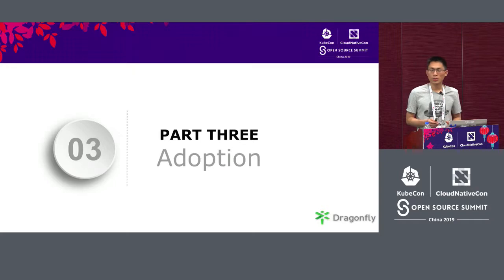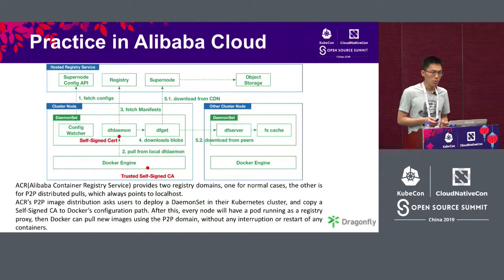Just now, we talked about the distribution principle and also the architecture. I believe that you already have a wholesome view of Dragonfly. So let me introduce to you the use cases. First, in Alibaba Cloud. In Alibaba Cloud, there is this ACR service, the Alibaba Container Registry Service. So let's take a look at how they used Dragonfly.